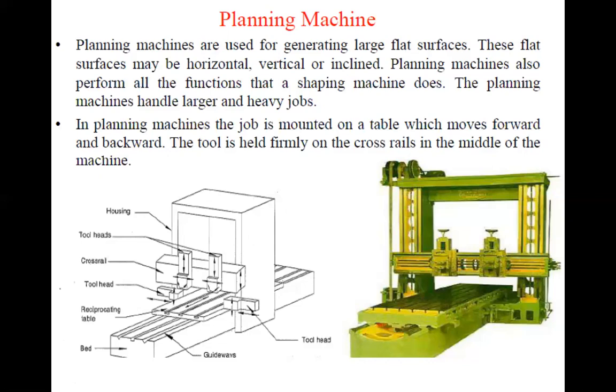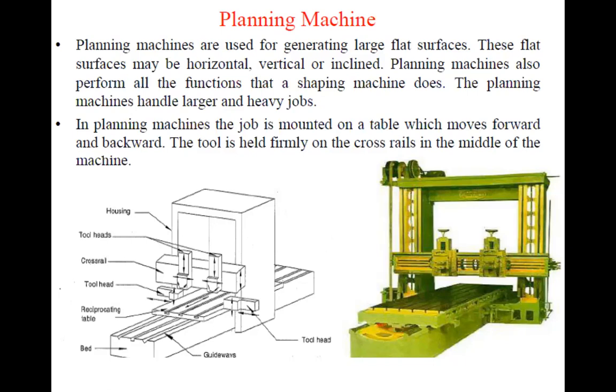The operation of shaper, slotter and planer is almost the same. Even for the planing machine you see in this slide, the structure and construction may be different, but the operating principles are the same. Both are used to cut flat surfaces. Planing machines are normally used for larger, medium to heavy workpieces. I told you a shaper is normally used for small to medium workpieces. They are used for larger flat surfaces, which may be horizontal, vertical or inclined, like the shaper.